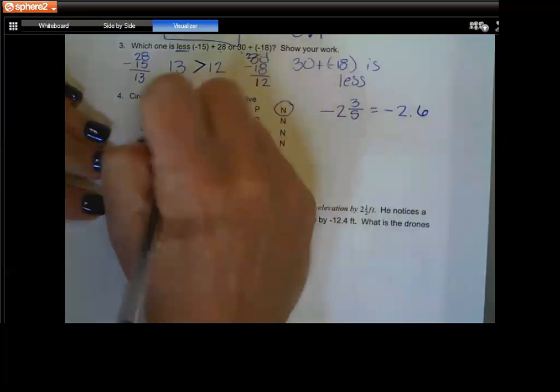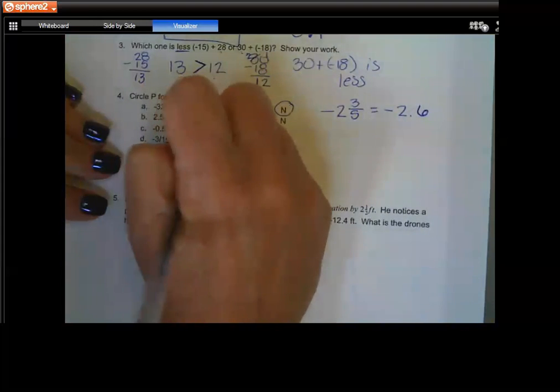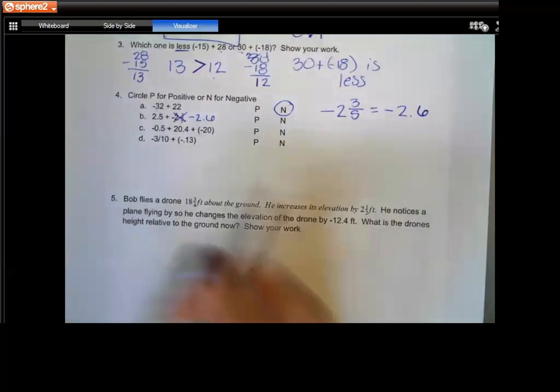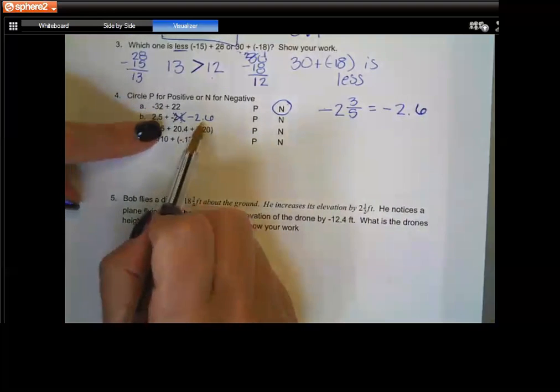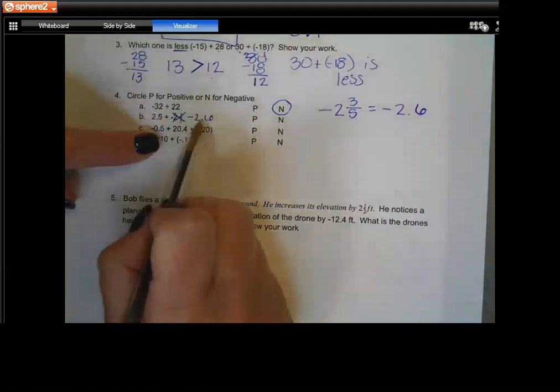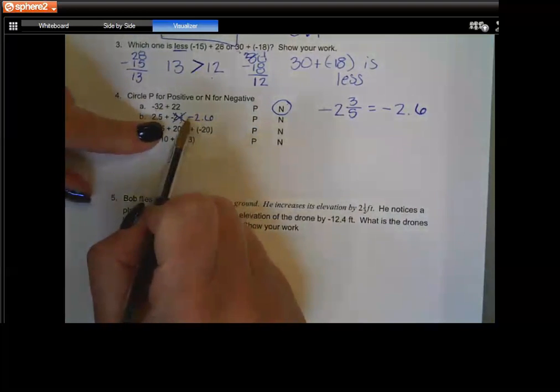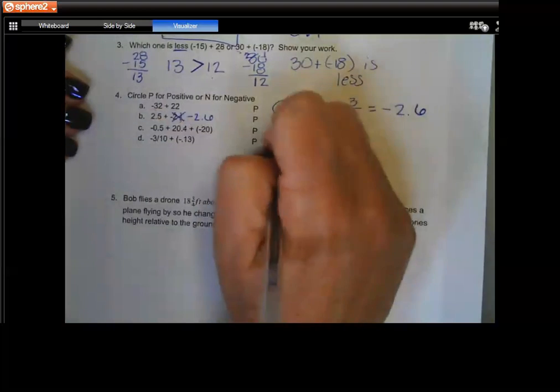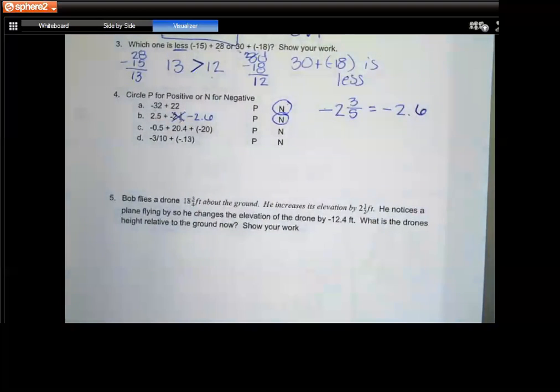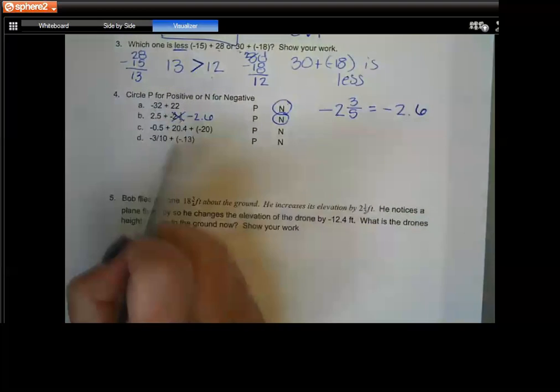So this is really negative 2 and 6/10. Now look, which one's larger? 2 and 6/10 is bigger than 2 and 5/10, and that is a negative. So that means your sum will be on the negative side.